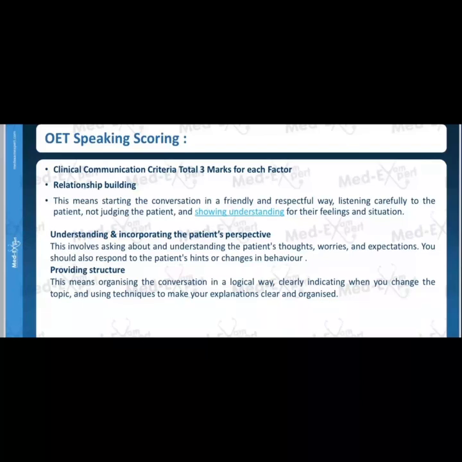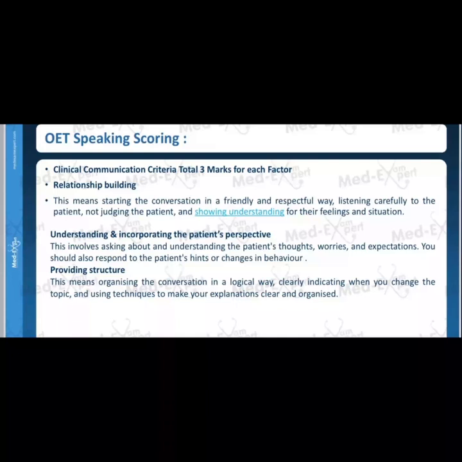So you have to start this way, starting the conversation in a friendly and respectful way, listening carefully to the patient, not judging the patient, and showing understanding for their feelings and situation. So what does it mean? It means whenever you are greeting your patient, let them talk. You have to ask the patient first what the symptoms are, why they are here. Once the patient is telling you about the symptoms, please don't go in a rush.